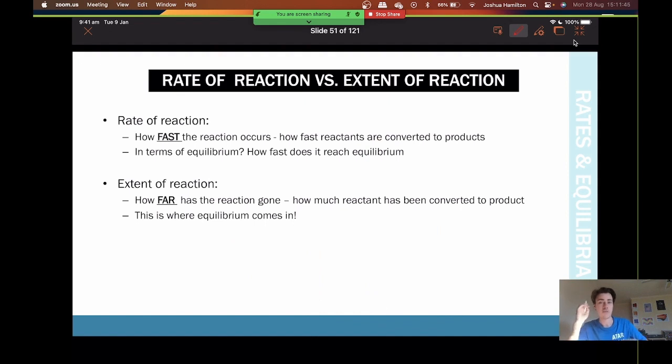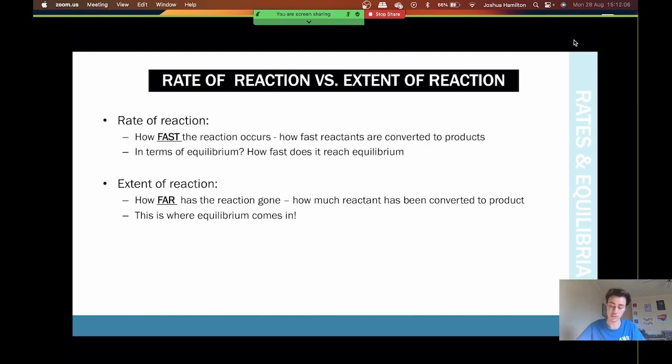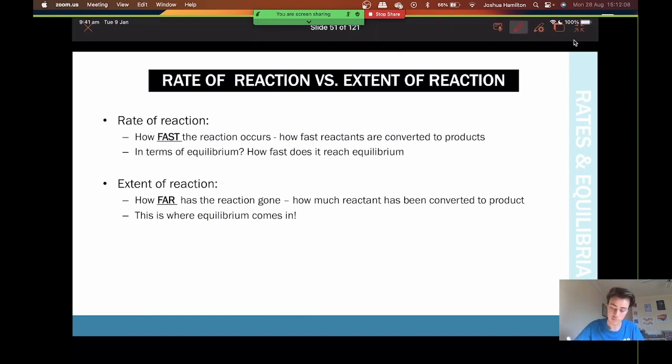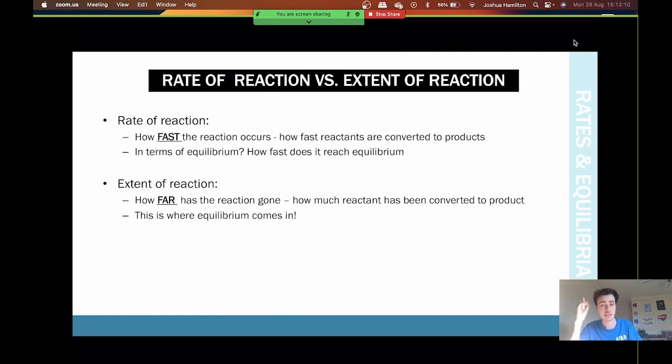So, rate of reaction versus extent of reaction. This is where we phase in from reaction rates into our next phase, which is equilibria. Reaction rates are how fast the reaction occurs. We've discussed this. How do we speed it up? How do we make things go quicker? Because we always want things to go quicker. Now what we're going to move into is the extent of the reaction.